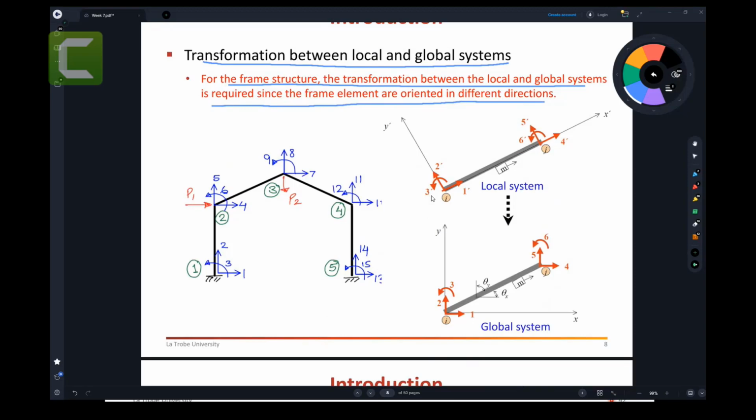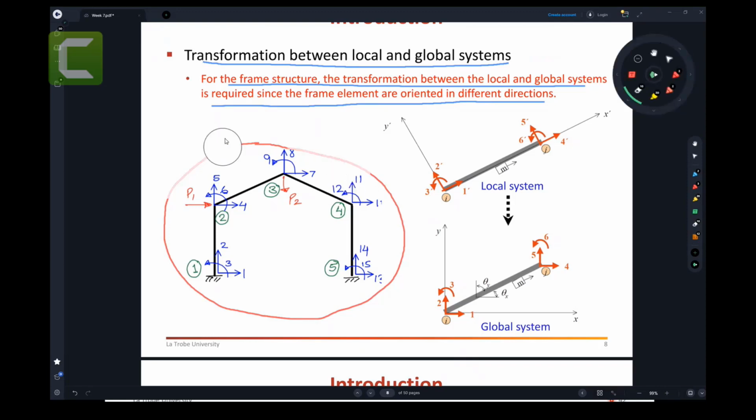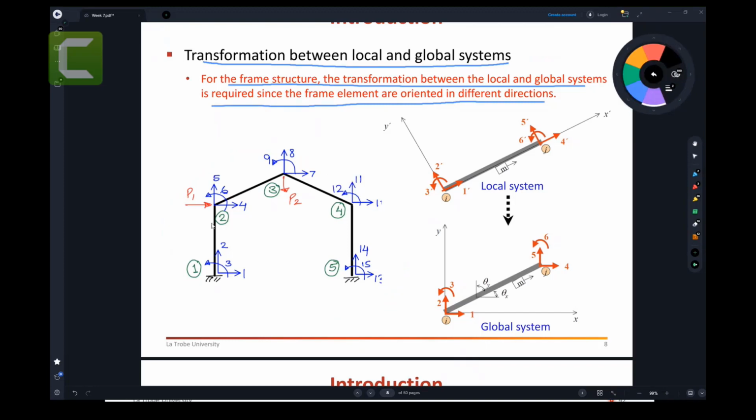I can quickly explain what the global and local systems are. When you have this whole frame that you are seeing on the screen, which I'm going to erase right now, that frame has one global system, represented by X and Y. The global system is a representation of the whole system, where you have 0, 0 here as a starting point.